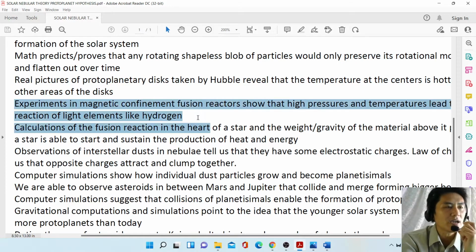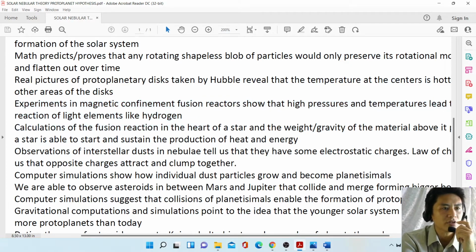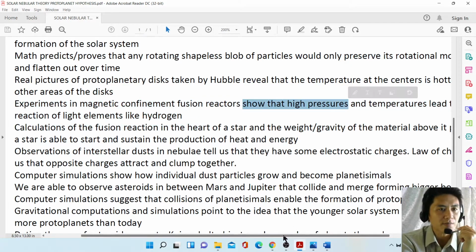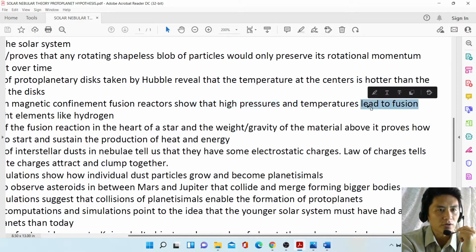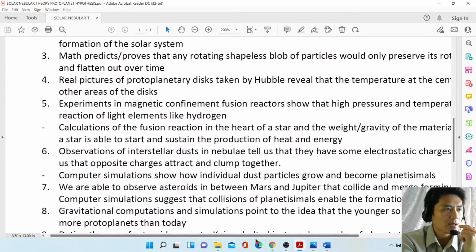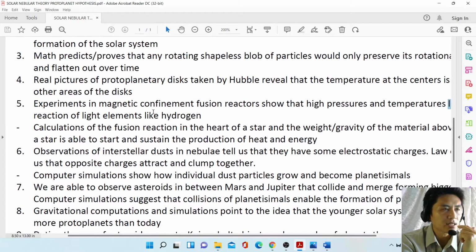And then here, this one. Experiments in magnetic confinement fusion reactors show that high pressures and temperatures lead to nuclear fusion reaction of light elements like hydrogen. Okay? So, we actually have done this in experiments.